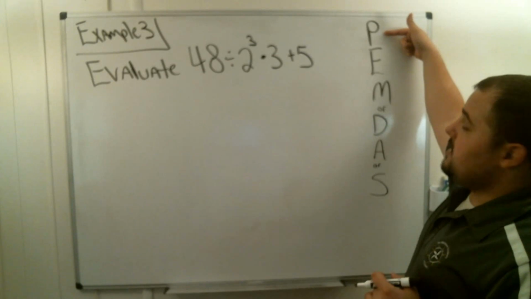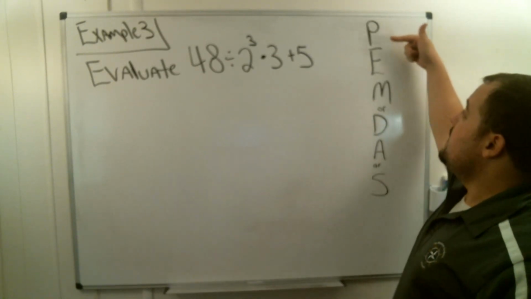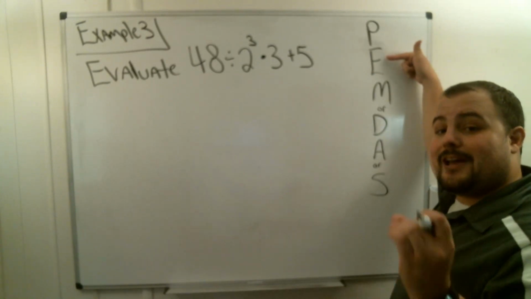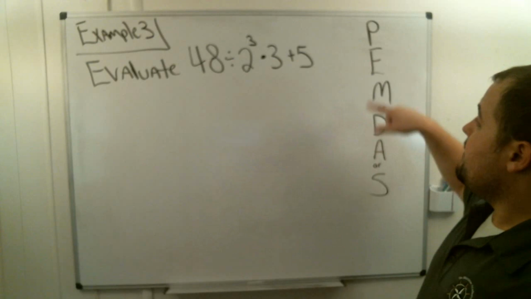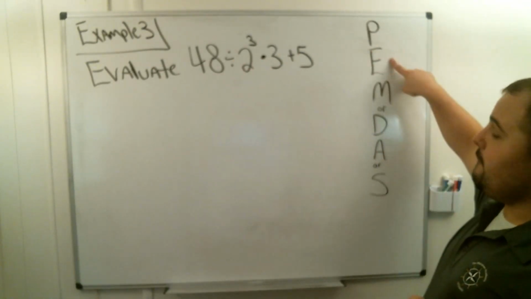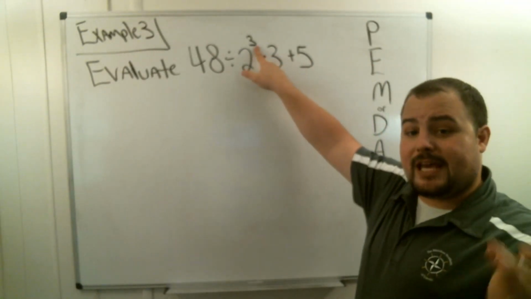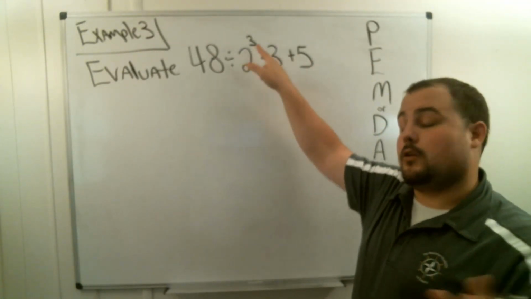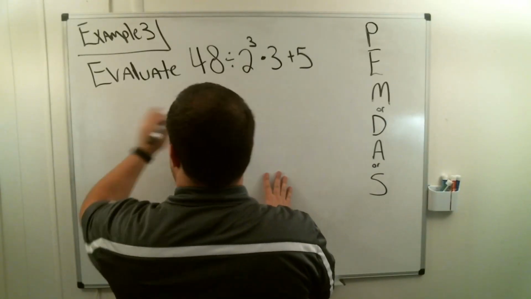So, looking at this, there's nothing inside parentheses, so we don't have to solve parentheses. There is an exponent, though, so we're going to have to get rid of that exponent right away. You are not supposed to do the division yet, because you have to get rid of exponents. So 2 to the 3rd power, I have to figure that out before I do anything else.